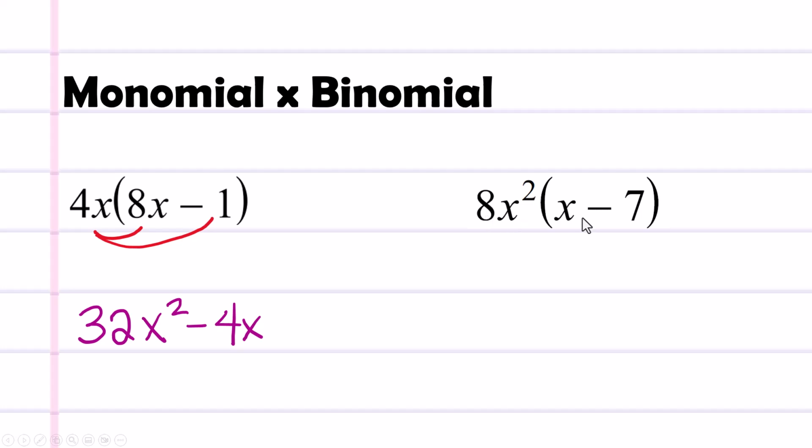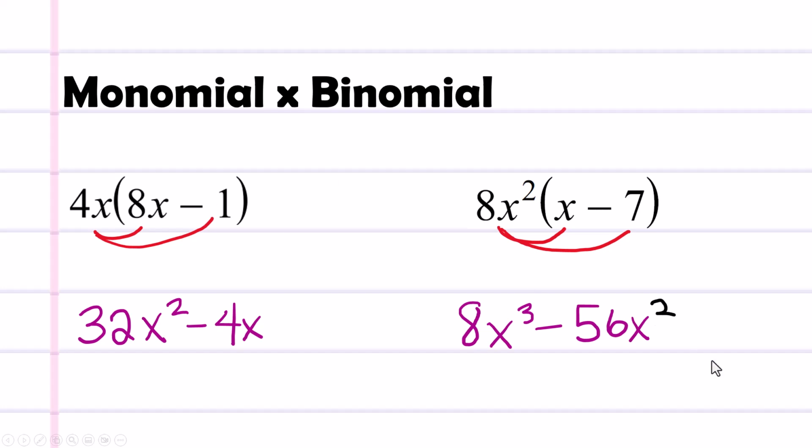8x squared times x, well, it would be 8, and then it would be x cubed because they'll end up being 3 x's multiplying together here. And then we're going to take that 8x squared and multiply it times a negative 7. 8 times negative 7 is negative 56. And then it should be x squared. I left that off. I'll have to fix that. There it is. Okay, we're good to go.